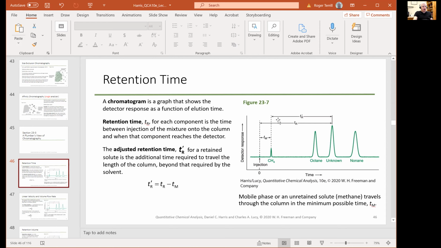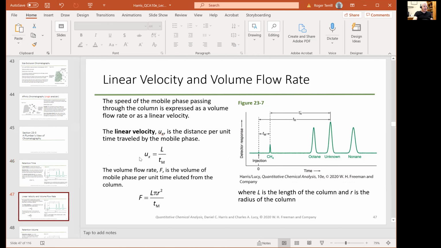And so you measure T prime, right? There's TR and T prime R, and TM. TM is the mobile phase transit time. I call it dead time sometimes, but TM, right? So T prime is TR minus TM. So anyhow, that's how you define them. And then the linear velocity is L over TM. That's for the mobile phase. And then anyway, you got the linear flow rate.